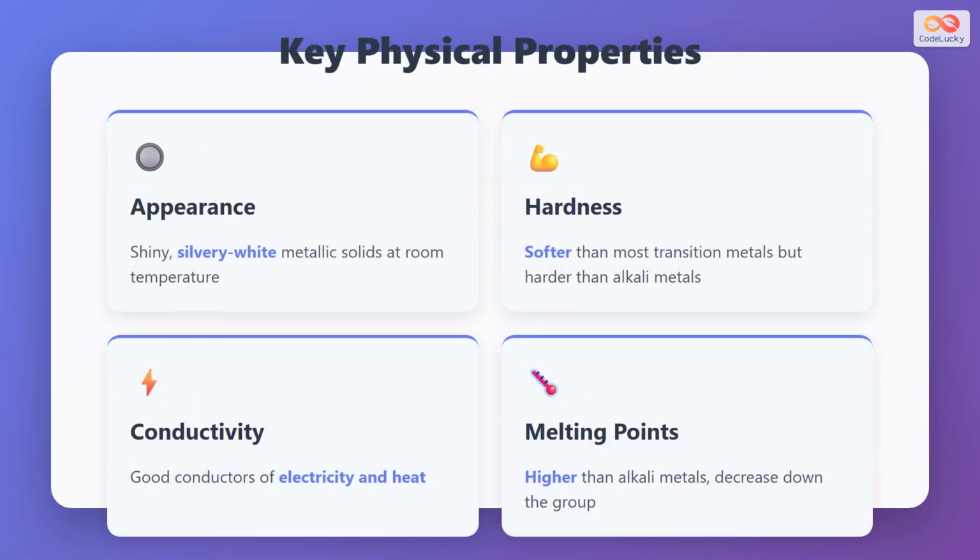Alkaline earth metals share several distinctive physical characteristics. They appear as shiny, silvery white metallic solids at room temperature, giving them a lustrous appearance. In terms of hardness, they are softer than most transition metals, but noticeably harder than their neighbors in Group 1, the alkali metals. These elements are good conductors of both electricity and heat, making them useful in various applications. Their melting points are generally higher than alkali metals, though the melting point decreases as you move down the group from beryllium to radium.